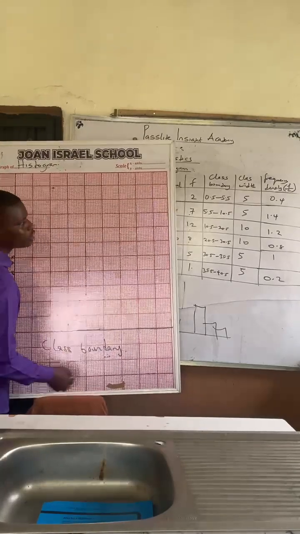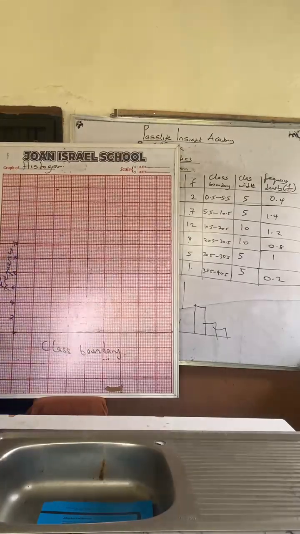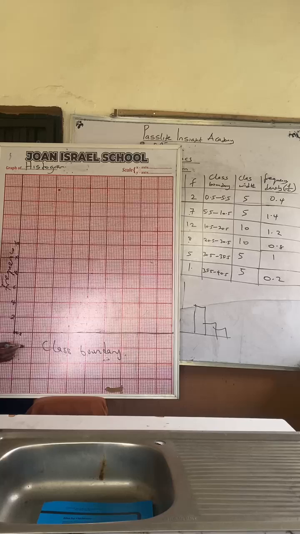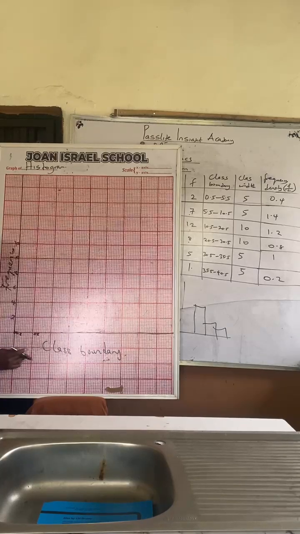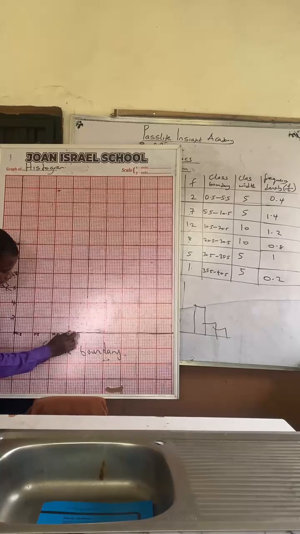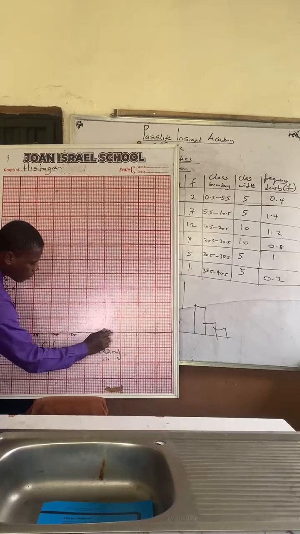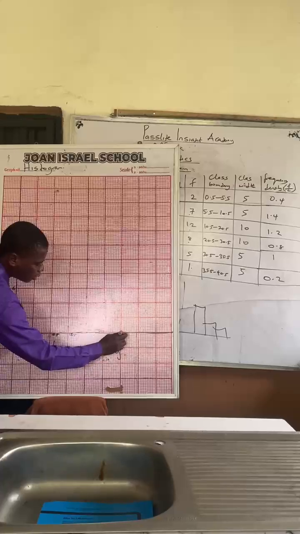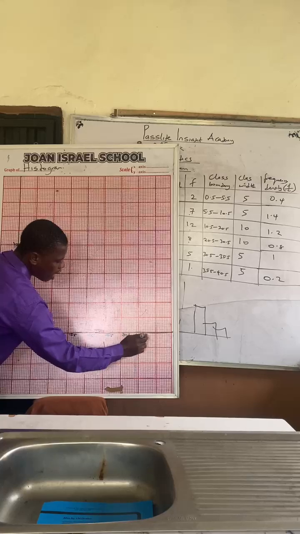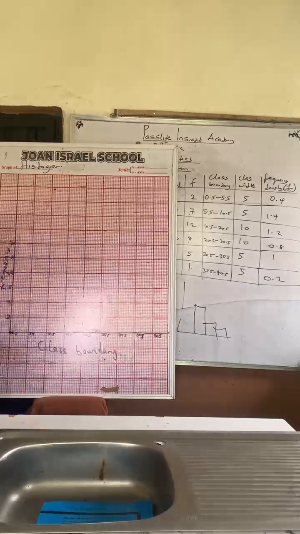So the other one, now let's go to the next one. Your class boundary is 0.5 to 5.5. This is the point here. Let's say this is 0.5, 5.5, 10.5, 15.5, 20.5, 25.5, 30.5, 35.5, and 40.5. So we stop at 40.5.